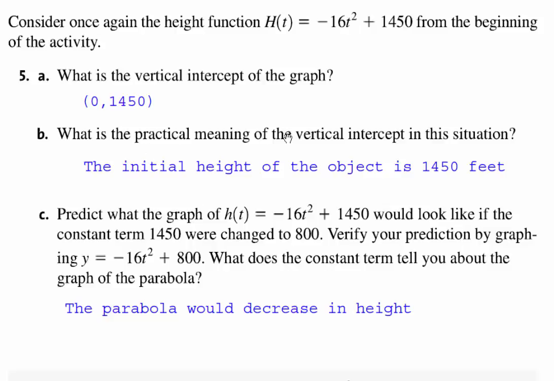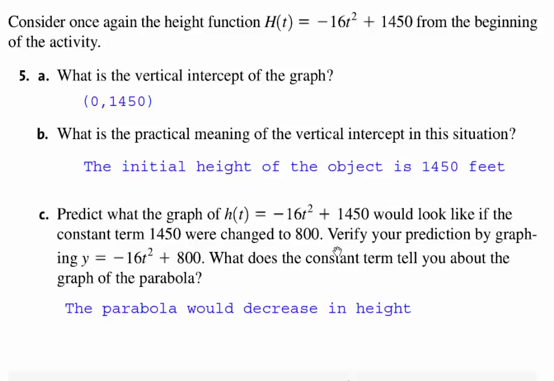Part B, what's the practical meaning of this vertical intercept? By the way, I'm always going to ask for the practical meaning on any test or quiz. It's great that you can identify the vertical intercept, but I also want you to be able to give me the practical meaning of the vertical intercept. So in this case, it's the initial height of the object is 1,450 feet.